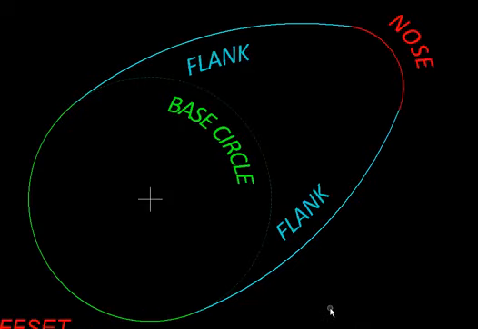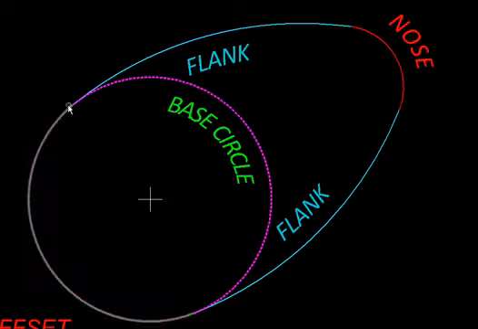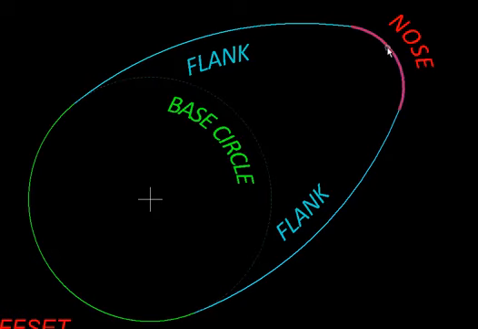Some more definitions. A circle of minimum radius drawn around the center of the cam that is tangential to the cam profile is called the base circle. This tip of the cam has a radius given to it. That portion is called the nose of the cam, and the two sides are called the flanks. Flanks could be arcs of circles, or they could even be straight lines to make the fabrication even simpler.